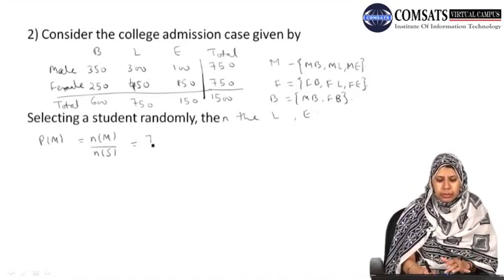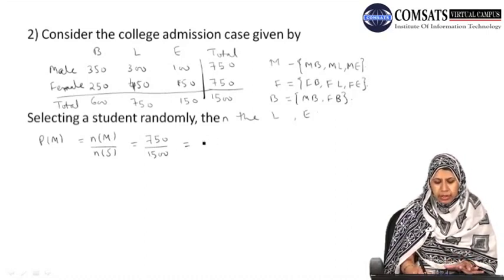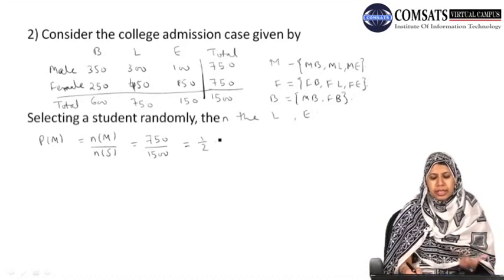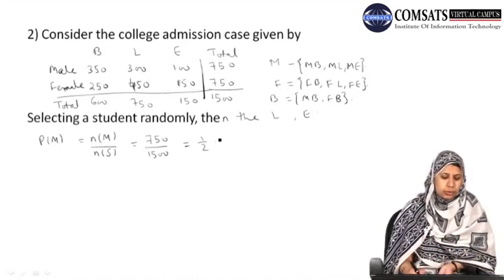So the number of total male students is 750 and the size of our sample space is 1500. So the probability of the male student selected randomly is 1/2.